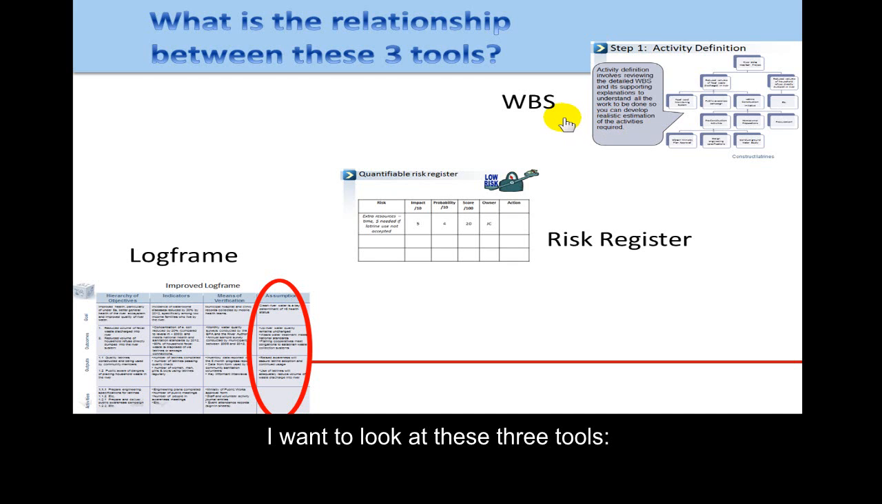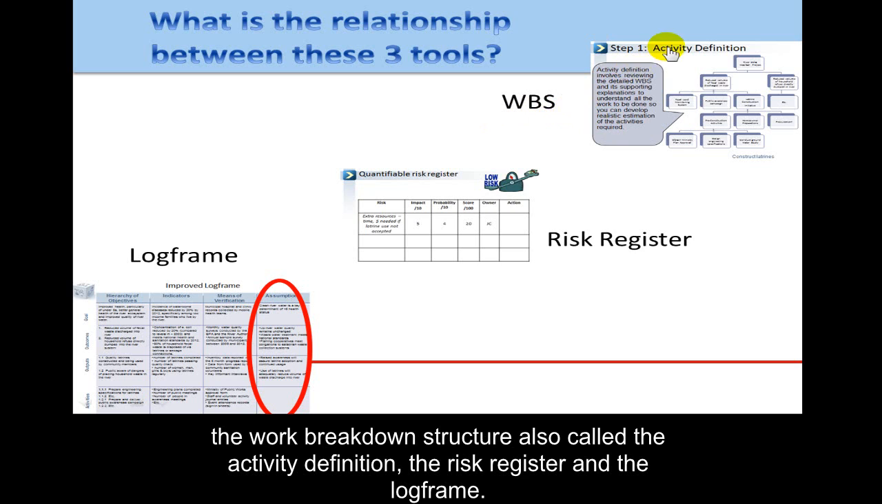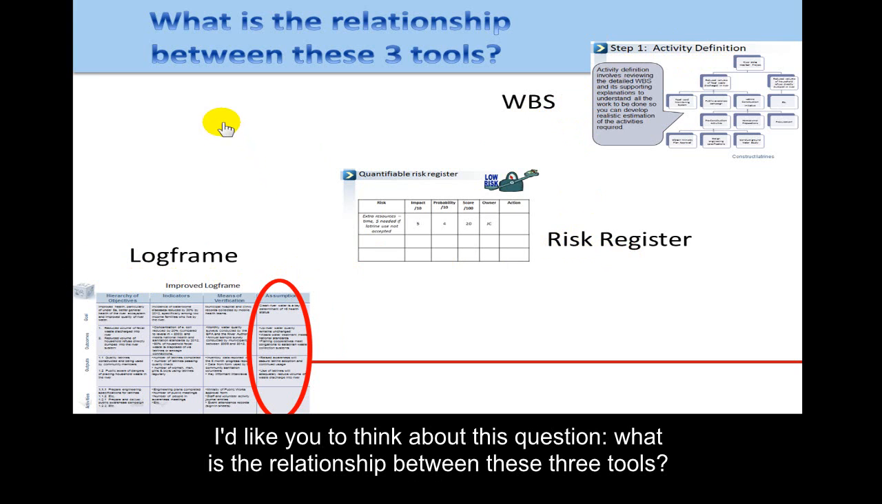I want you to look at these three tools: the work breakdown structure, also called the activity definition, the risk register, and the log frame. And I'd like you to think about this question: what is one of the relationships between these three tools?